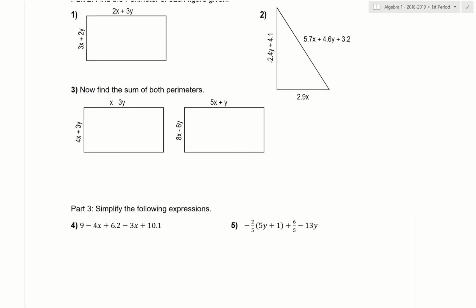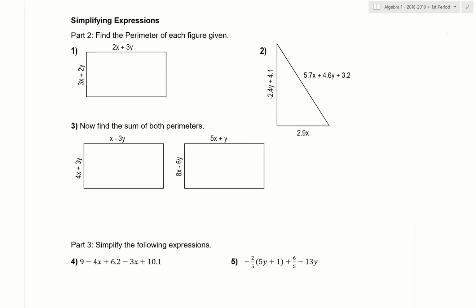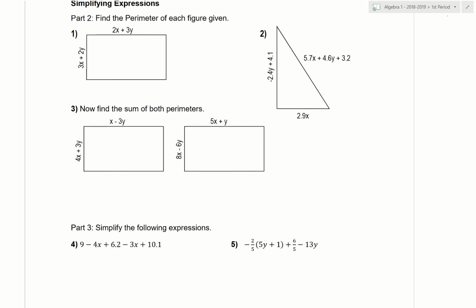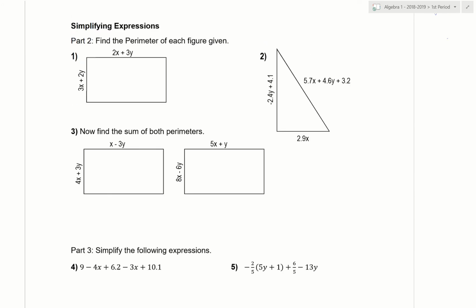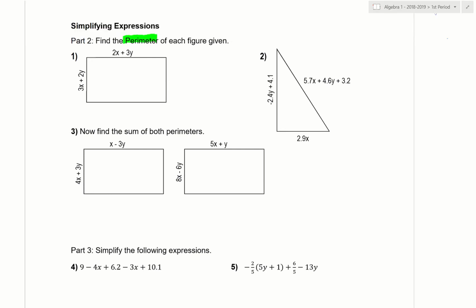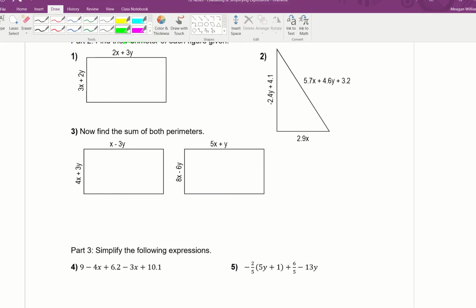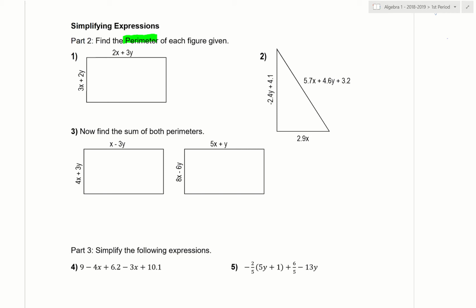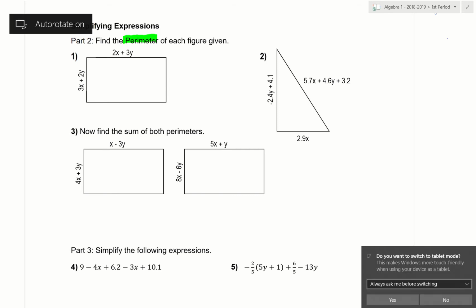So to start on the back side of these notes, we're going to talk about simplifying expressions. So we're not going to have to evaluate anything anymore. We're just going to make something as simple as we can. Looking at number 1, it says find the perimeter of each figure. So we have to know what perimeter means. And the word itself tells you what it means, which is nice. Perimeter is when we find the rim of the shape. Therefore, we're going to add up all the sides.